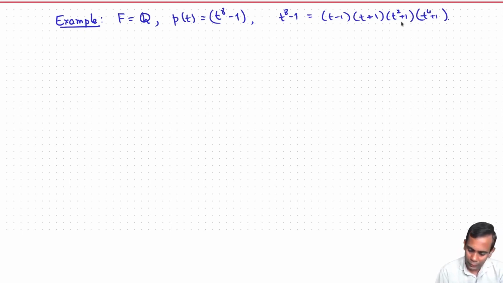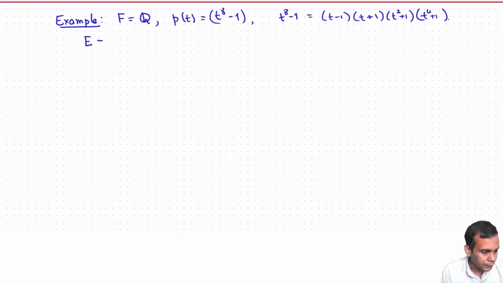You should think about it: t squared plus 1 is obviously irreducible over Q because it has no roots, and a quadratic polynomial is irreducible if it has no roots. For t to the 4 plus 1, you need to show that it has no quadratic factors either. But we don't really need to do that right now. Let's just do what we did last time.